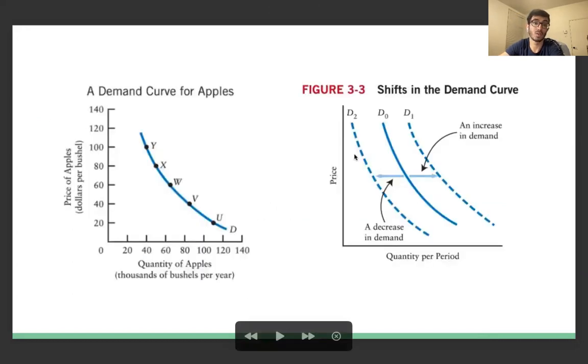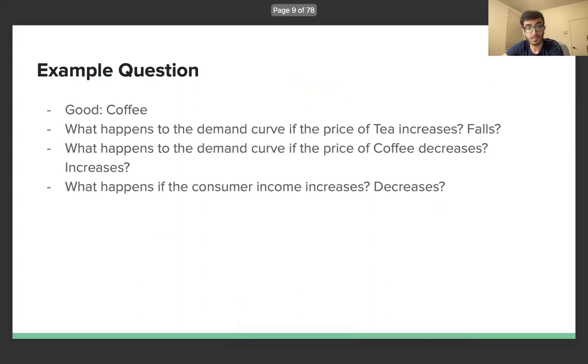Yeah, so here, the curve on the left, if we move along the curve, along all these points, that's a movement, and that's because of the change in price of the good itself. However, a shift in the demand curve is because of factors other than the price of the good itself. Okay, let's look at some examples. So let's assume our good is coffee.